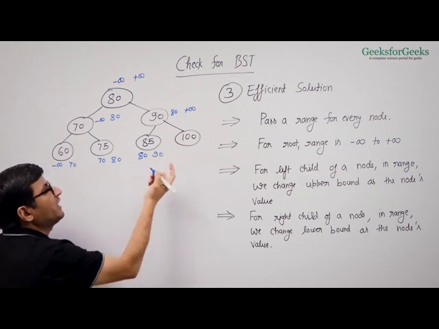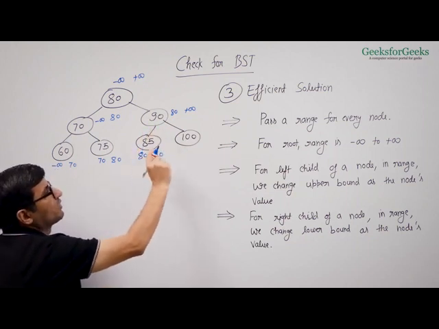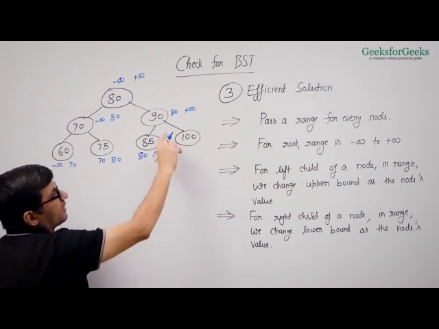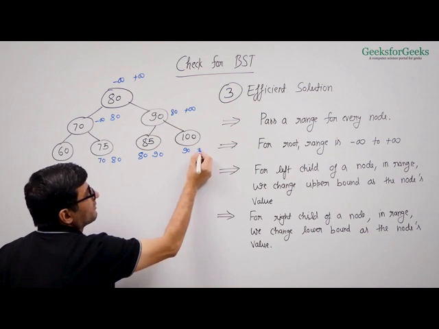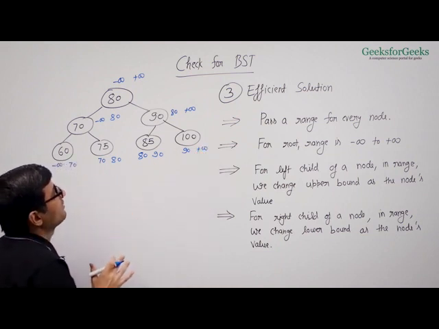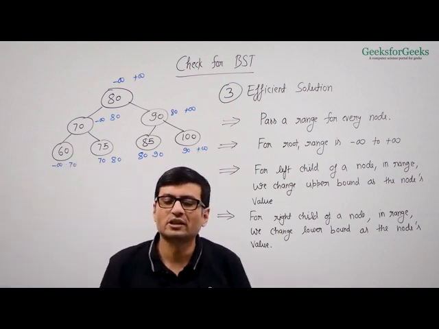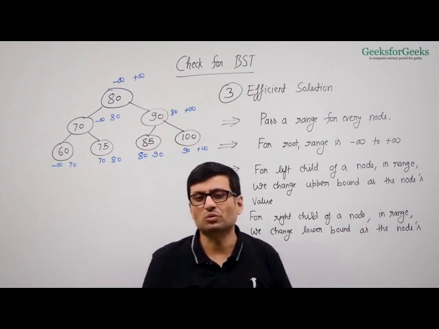When we go to the left side, we change the upper bound, right? When we go to the right side, we change the lower bound. So when we are going to the right side, we say it should be from 90 to plus infinite. And every value is within the range which is passed. So it's a BST. Our code returns true for this.